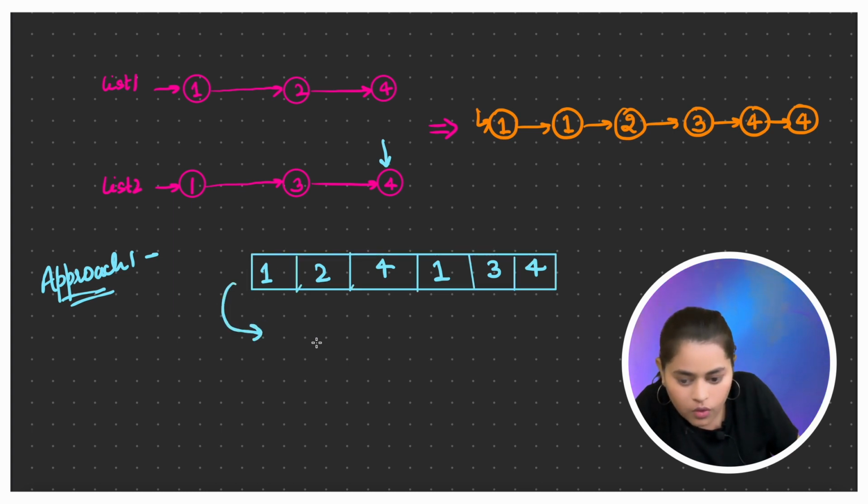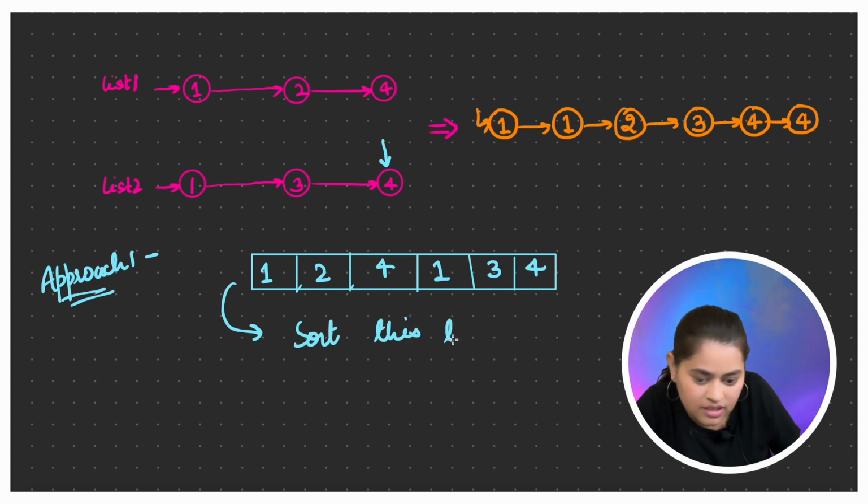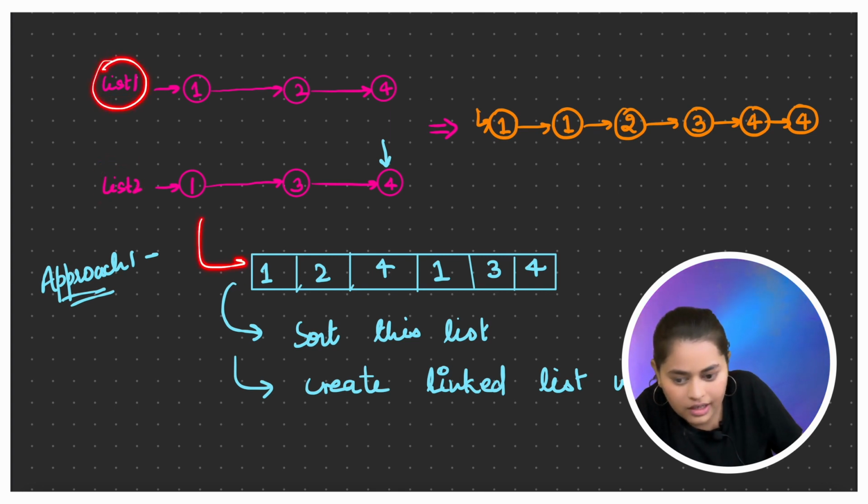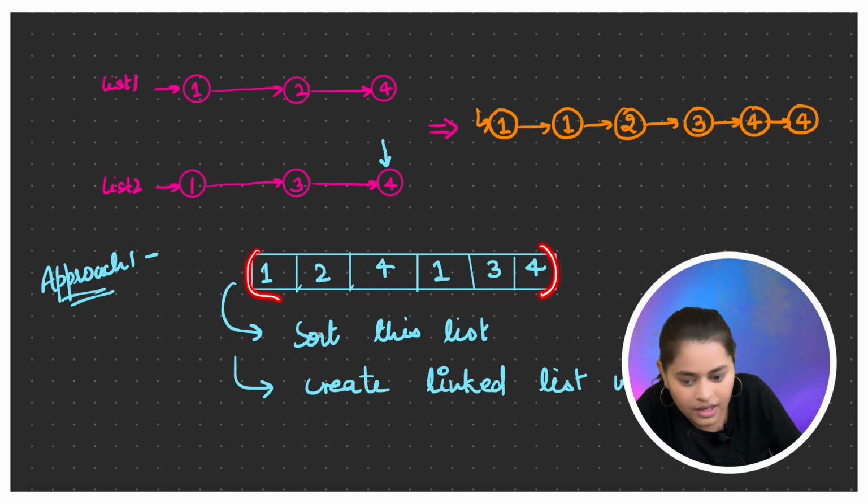Now we can sort this list, and create one new linked list with the sorted data. So what we did: given two linked lists, list 1 and list 2, we stored the elements of list 1 and list 2 into a list. Finally we sorted this list, converted the sorted content into a linked list, and returned the head of that sorted list.